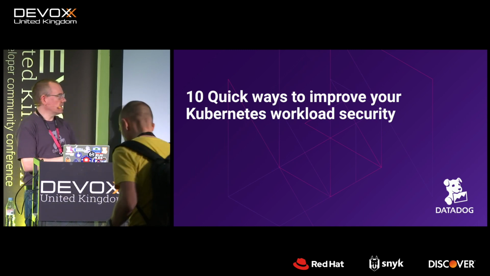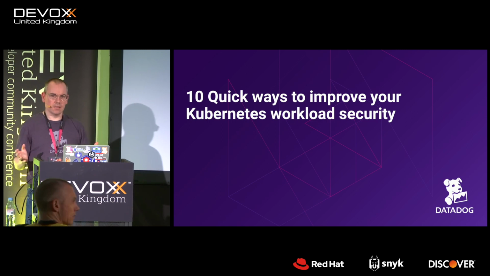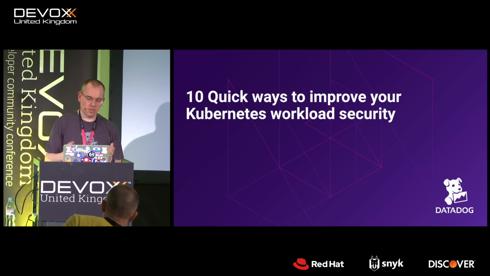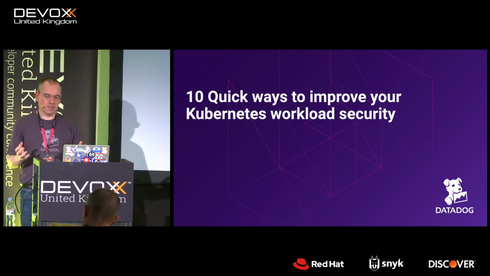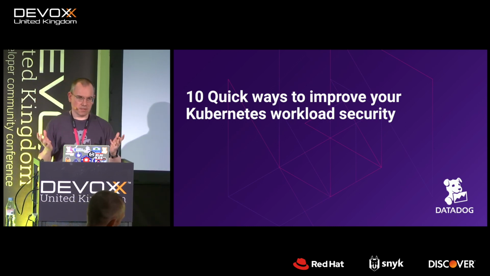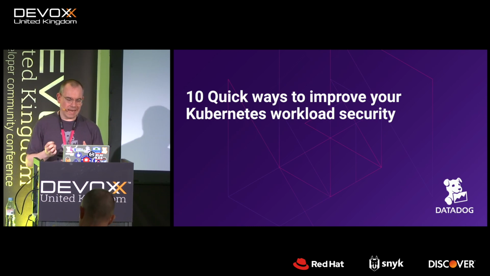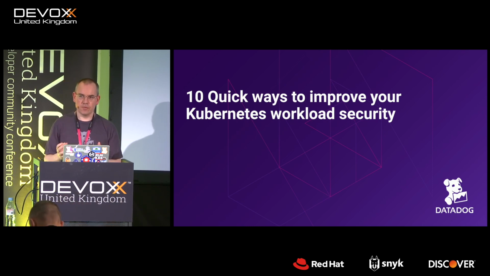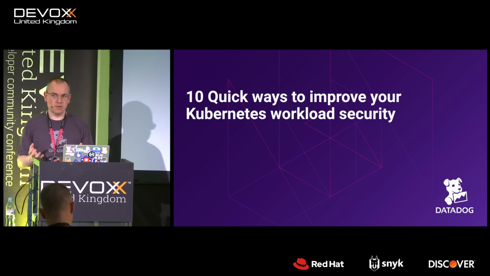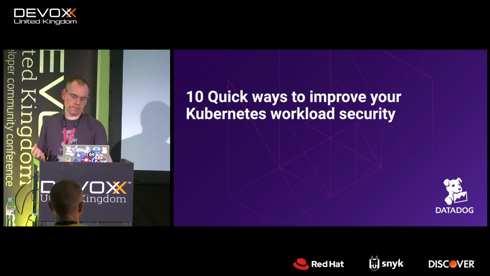What I want to talk about today is, obviously, when you're deploying containerized applications to Kubernetes clusters, there's a lot of security things to be done. There's lots of different areas to consider. But what I wanted to do with this short talk is focus on 10 quick ways where developers of applications can improve the security you get when you're running in containers on Kubernetes clusters.